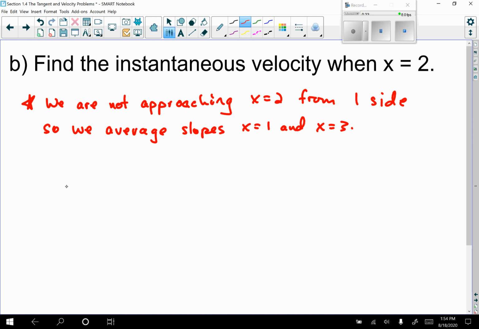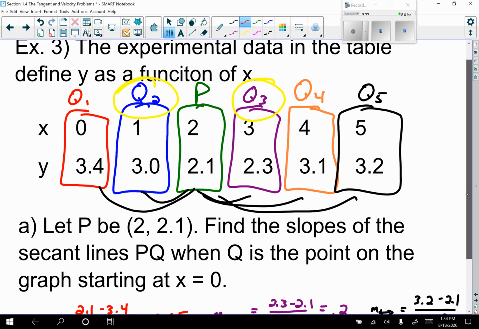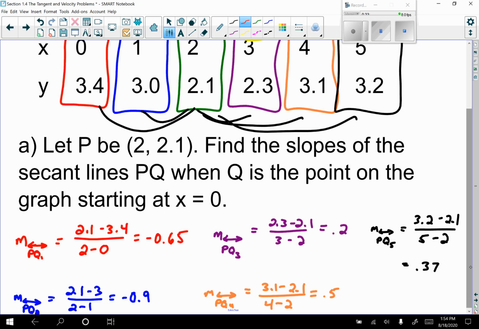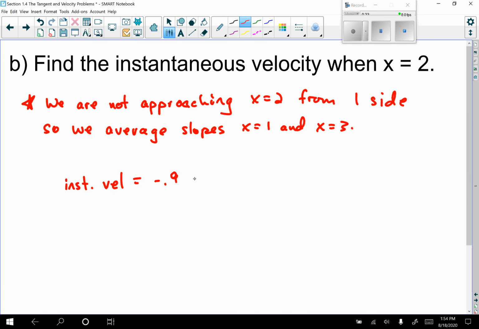So our instantaneous velocity, so we have the slope of Q2 and Q3. So Q2 was a negative 0.9, Q3 was a 0.2. So we take the negative 0.9 plus 0.2, this will give us a negative 0.7, and then we average that, so this will all be over 2, and we get a negative 0.35 for an approximation or an estimate of the instantaneous velocity at x equals 2.